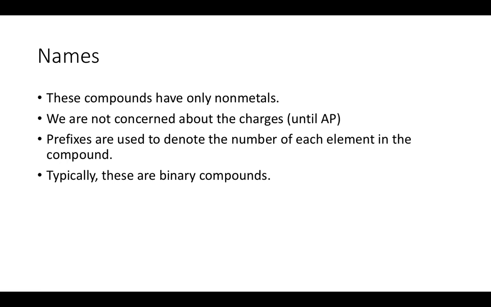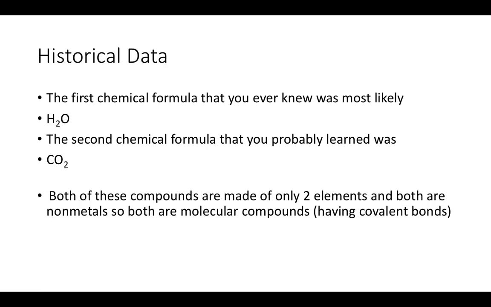These compounds only have nonmetals. Those are the things clear to the right on the periodic table. And we are not concerned about the charges yet. That was only for ionic. When you get to AP, there may be some charges to deal with. Prefixes are used to denote the number of each element in the compound, and we tend to make these binary.